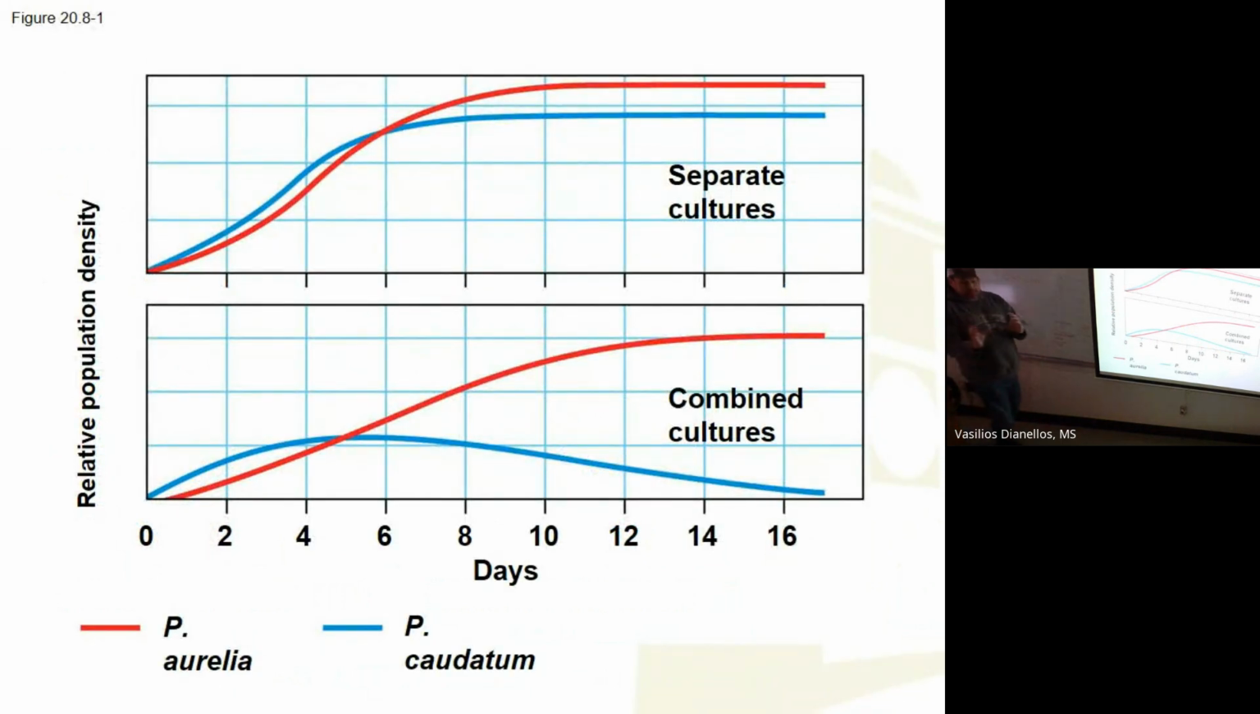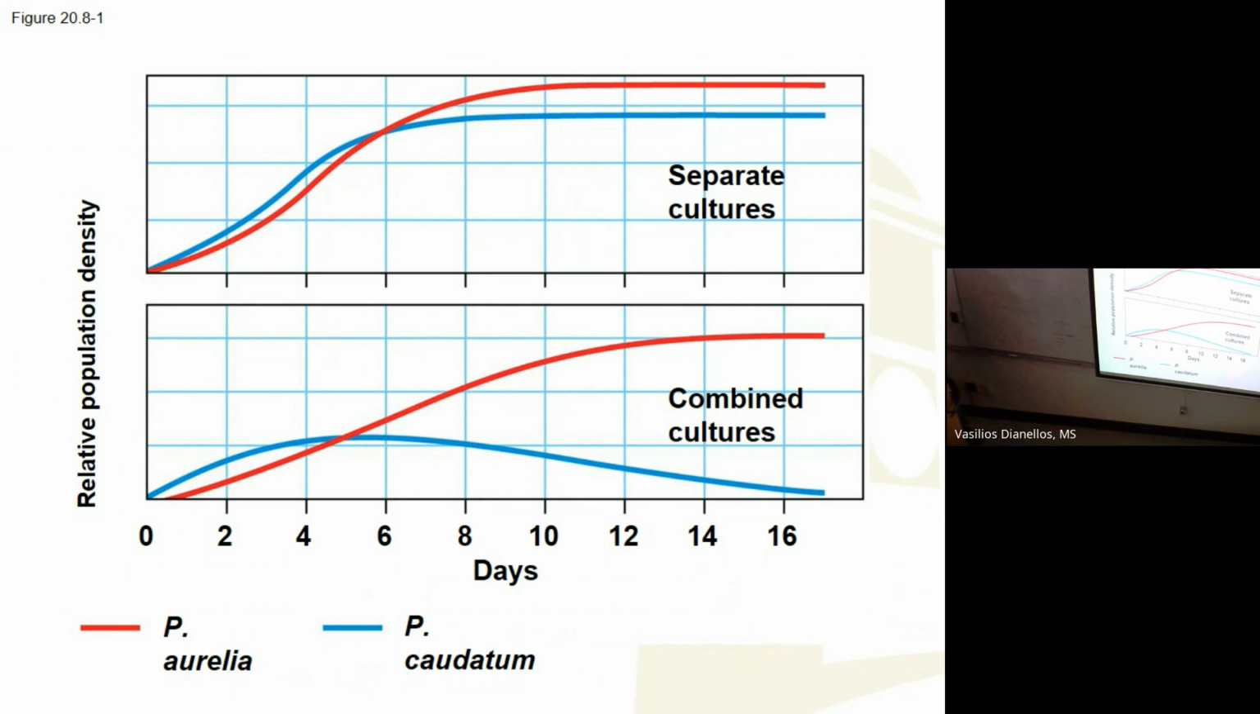Basically, when they grew them in little petri dishes and they grew them separately and tracked their population, you can see they had similar population growths, right? But when they grew together, what happened is one outcompeted the other. So this one survived, that one crashed, right? Because they're competing with each other. They cannot coexist in the same place.